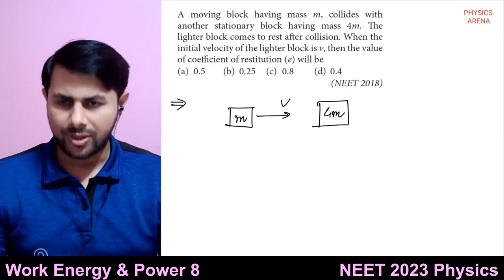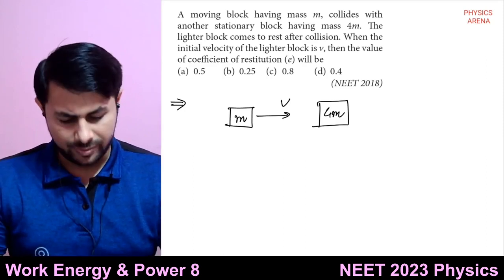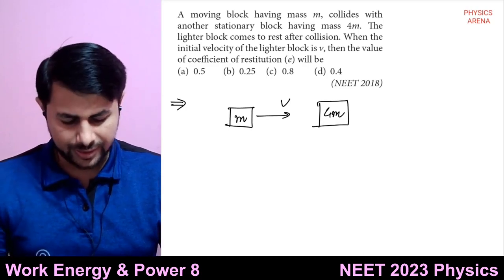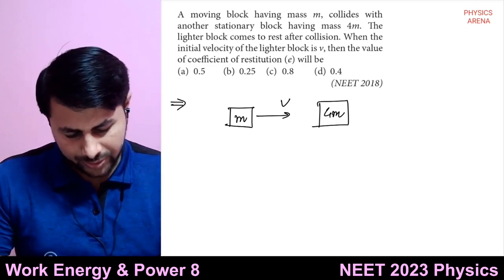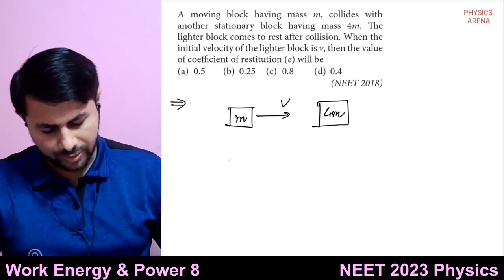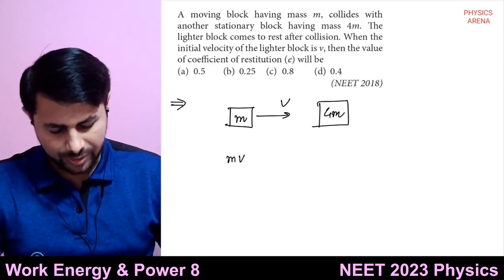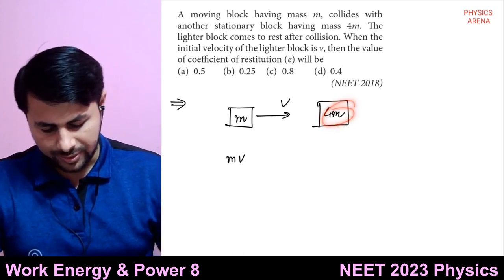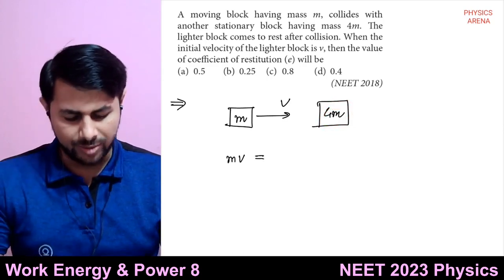Okay, we can always use the law of conservation of momentum. Whatever the collision, elastic or inelastic, we can use the law of conservation of momentum. So how much is the initial momentum? M times v, because the second body is at rest. Okay, how much would be the final momentum?